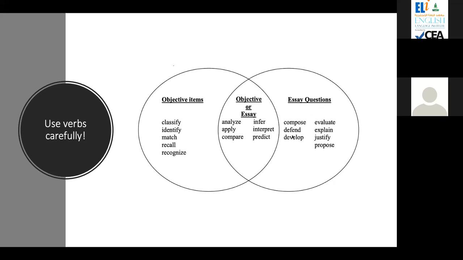And essay questions are mostly, these are the words that are commonly used: compose, defend, develop, evaluate, explain, justify and propose. So this is very important understanding regarding designing essay type questions, that what do we mean by these task words. Moving ahead, and then understanding limitations of writing in time-based assessment.